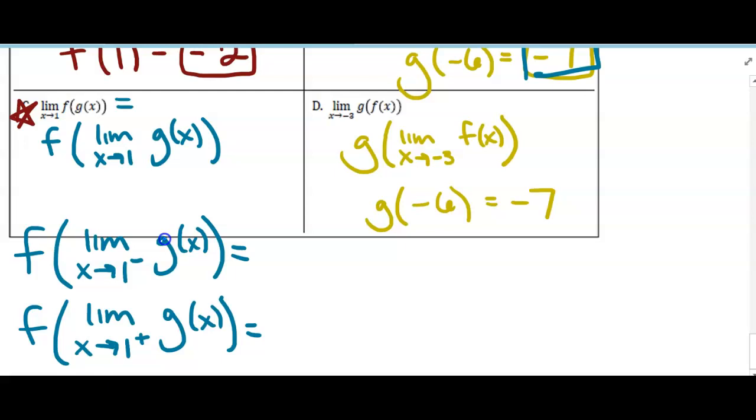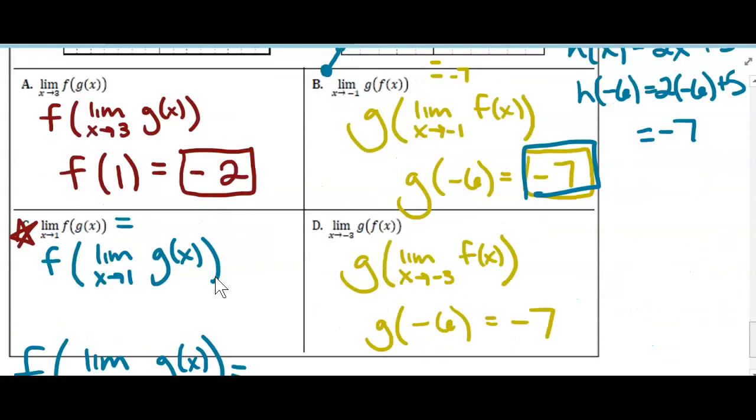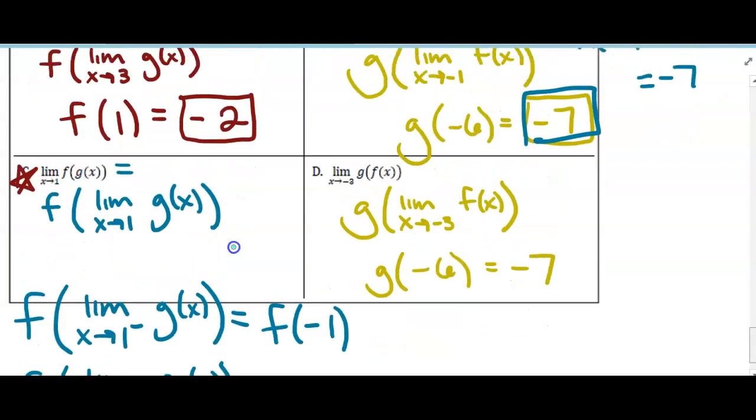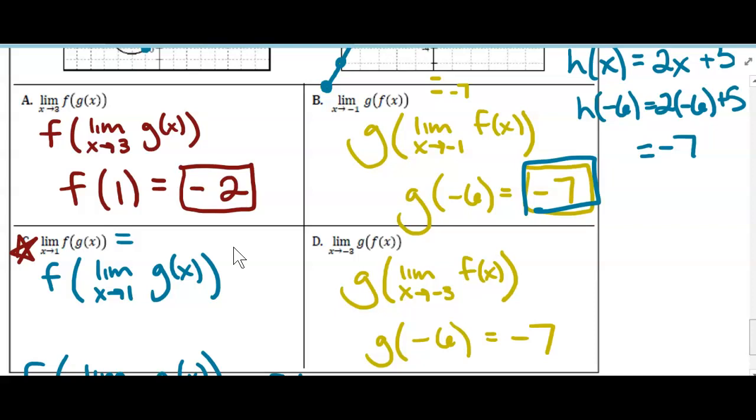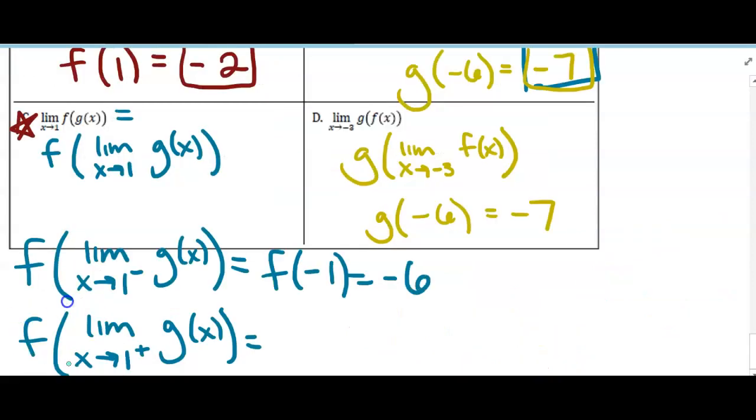The limit as x approaches 1 from the left on g. I'll erase some of this so I can see. As I approach 1 from the left, it looks like I'm at a y value of -1. So I have f of -1. And when I look at f of -1, that's going to put me down here at -6. Okay, nice. So we have our first limit. I'm really hoping that the second one is also going to be -6.